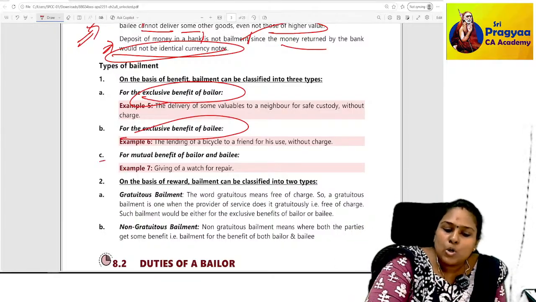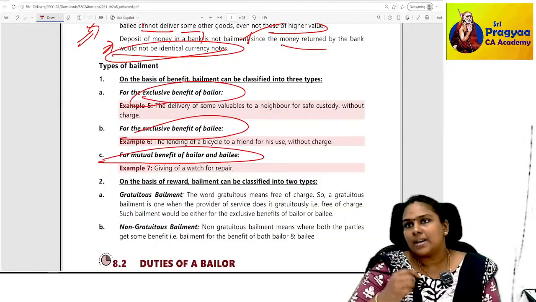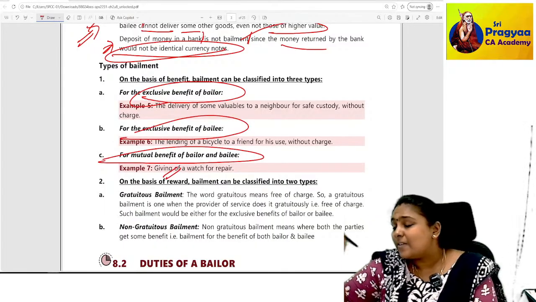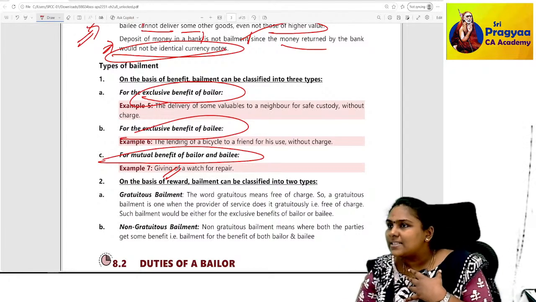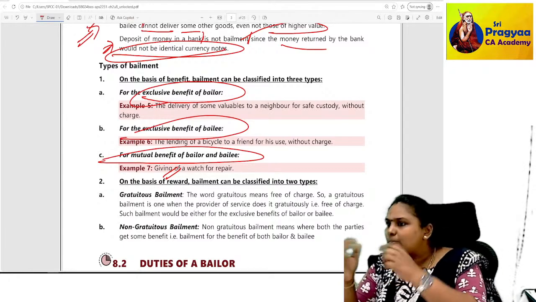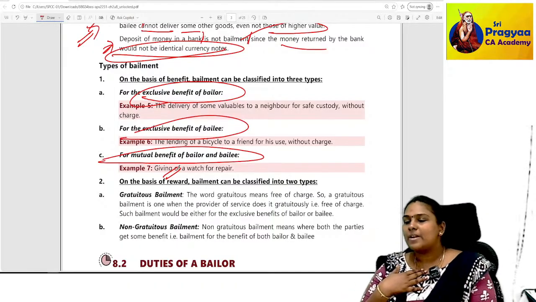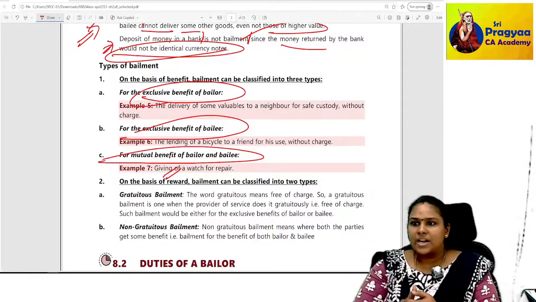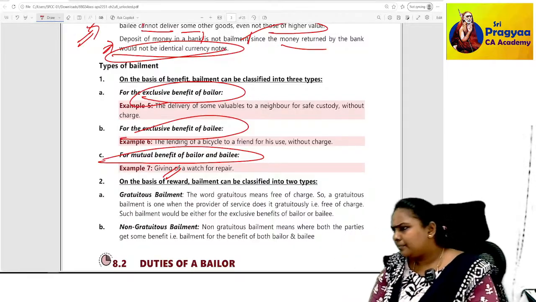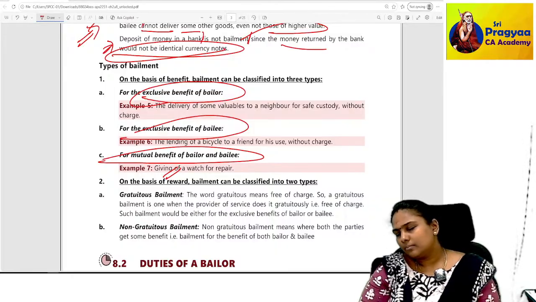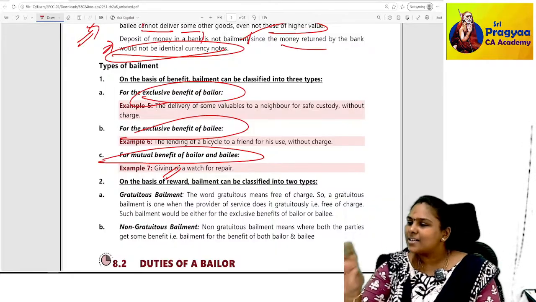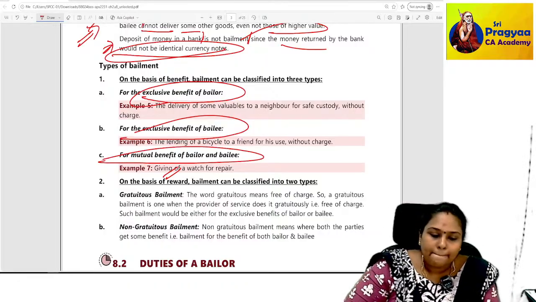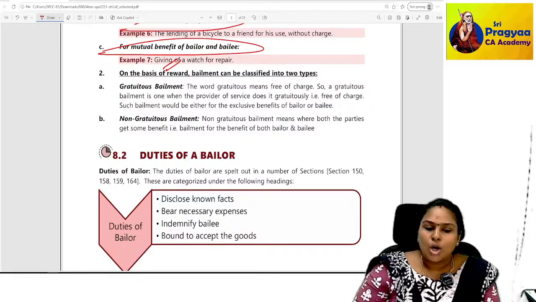Next one, mutual benefit of the bailor and bailee. Here come all these examples: giving a watch for repair, giving your bike for repair. What is your benefit as a bailor? The watch gets repaired and runs on time correctly, that is my benefit. Sir, what is the bailee's benefit? For repairing, he is receiving money. Clear? Understood? So it falls under a normal contract, like a service contract. Able to understand? Next one, on the basis of reward.